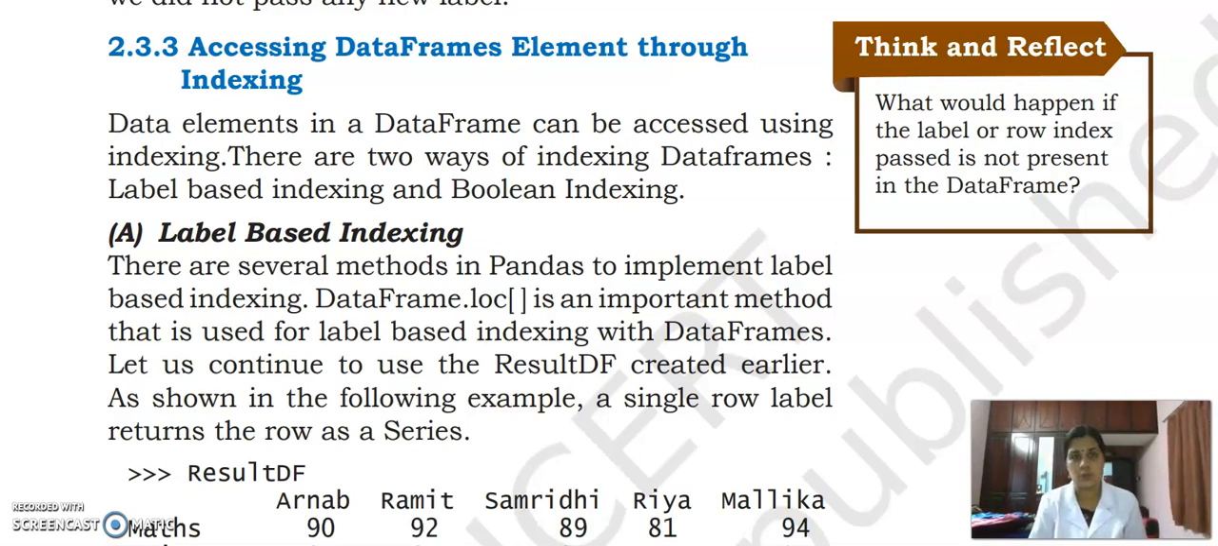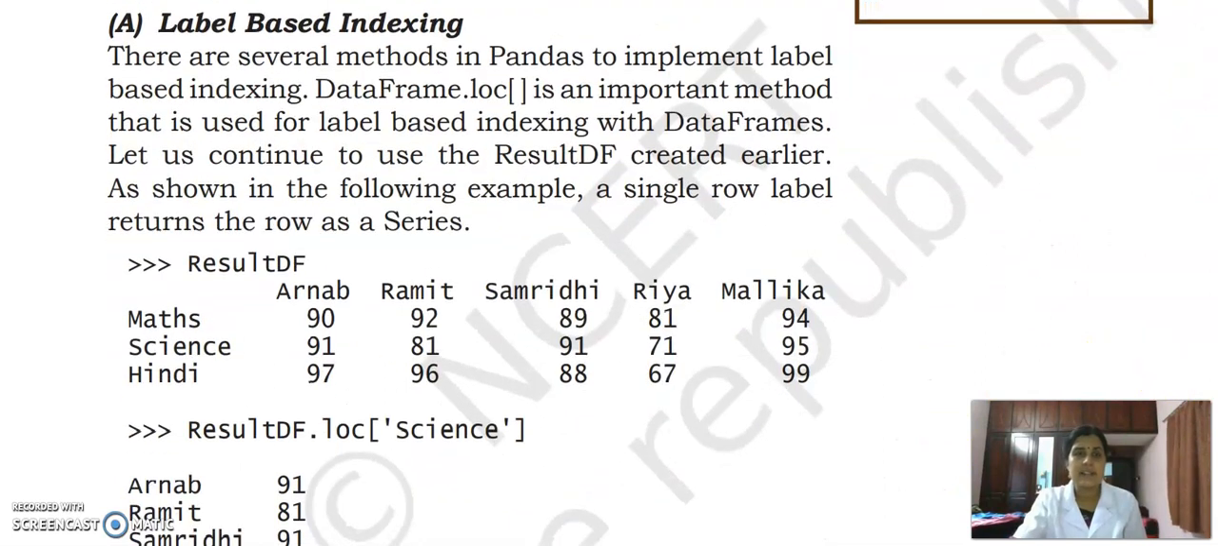Indexing methods are used for accessing data frame elements, and there are two types of indexing methods. They are label based index and Boolean index. Let's consider an example. First is label based index. In this label based index, there is a function LOC. LOC is an important method. Method is also known as function. The format is data frame dot LOC.